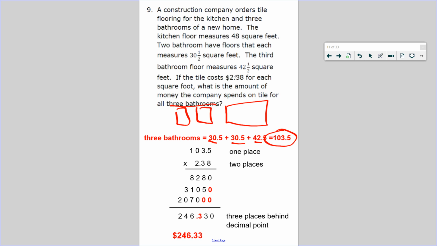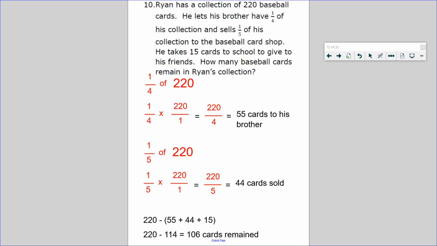But each square foot costs $2.38. Do you want to add this 103 times? No. A faster way of repeated addition is multiplication. So I multiply 1,035 times 238. Pretend there's no decimal. How many places are behind here? 3 places. Jump it. 1, 2, 3. So it would cost $246.33.